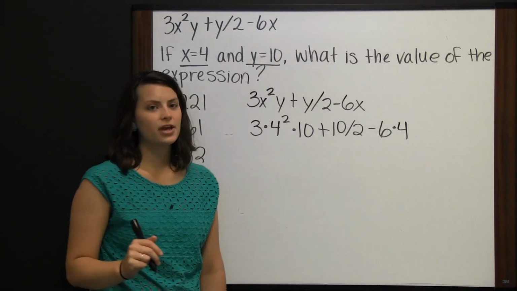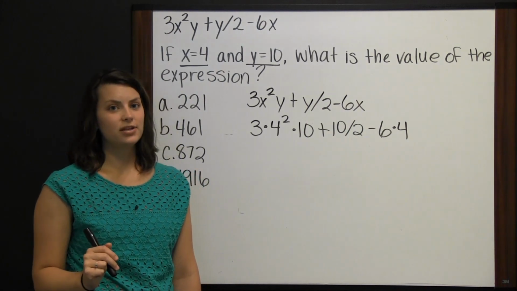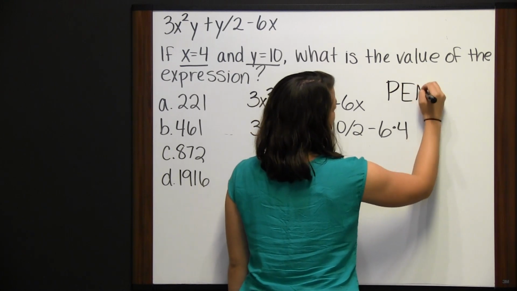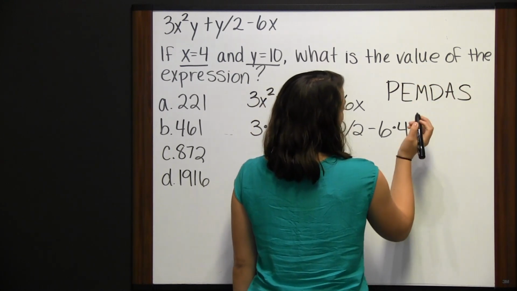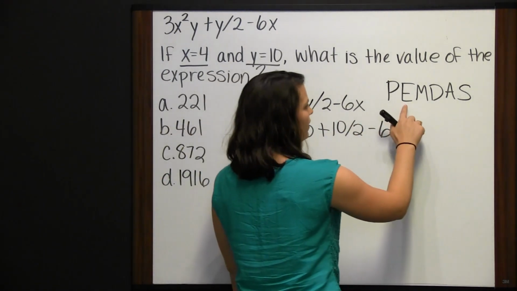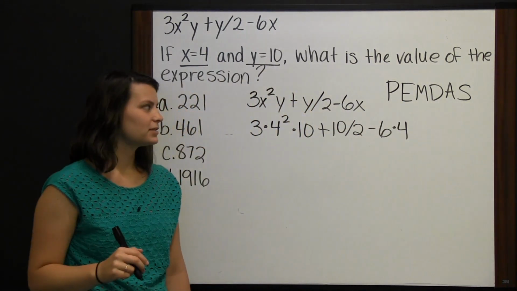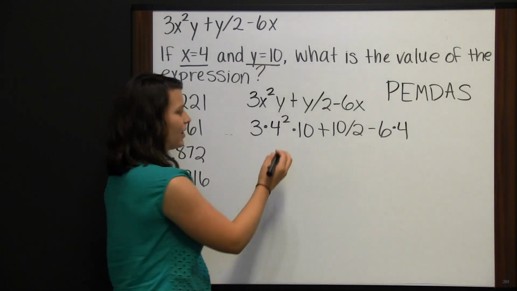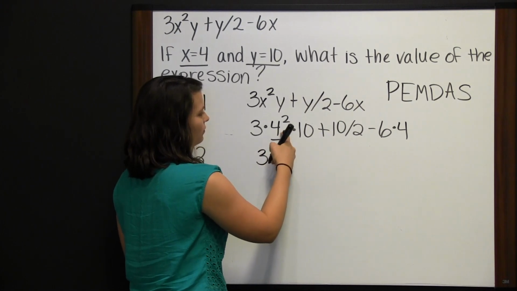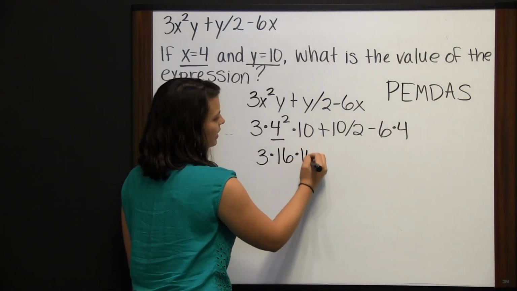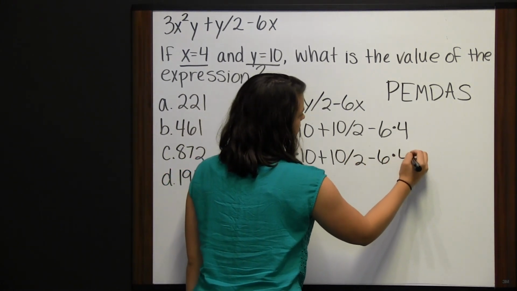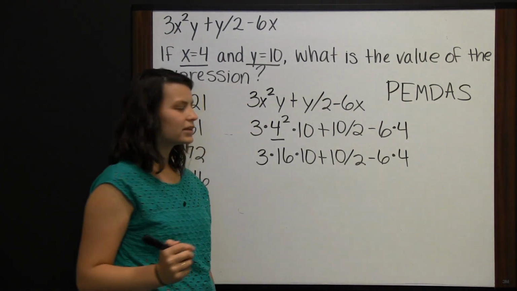To simplify this expression, we need to follow the order of operations, which some people know as PEMDAS. In PEMDAS, we do parentheses first, which we don't have here, and then exponents next. We do have exponents, so the first thing we'll do to simplify is find what 4 squared is. So we bring down the 3 times 4 squared is 16 times 10 plus 10 divided by 2 minus 6 times 4. So that's all of our exponents.